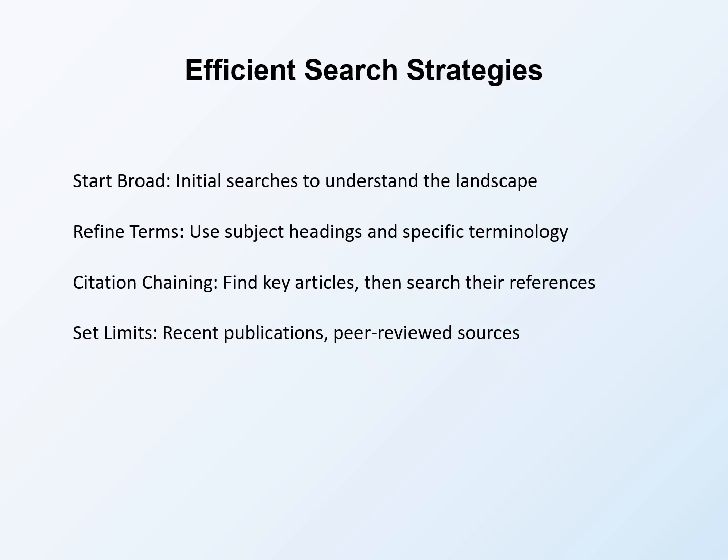Once you find a highly relevant article, examine its reference list for additional sources. Also search for articles that have cited that key article since its publication. This technique helps you trace the scholarly conversation in both directions, backward through references and forward through citations.